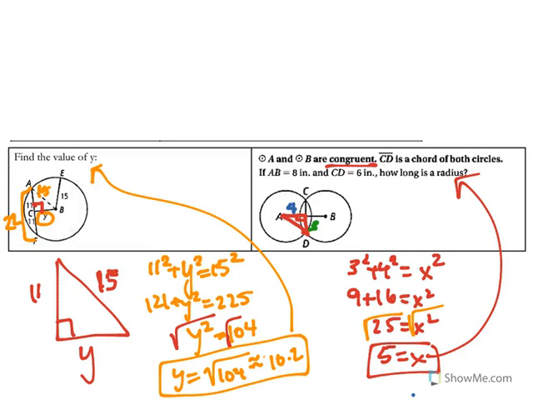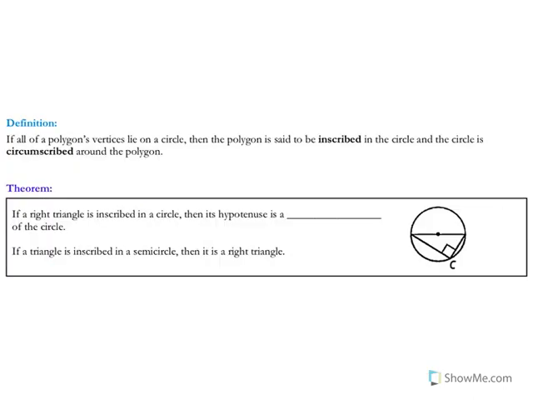All right, we got a couple definitions and 2 more theorems. So hang in there, guys, you're doing great.